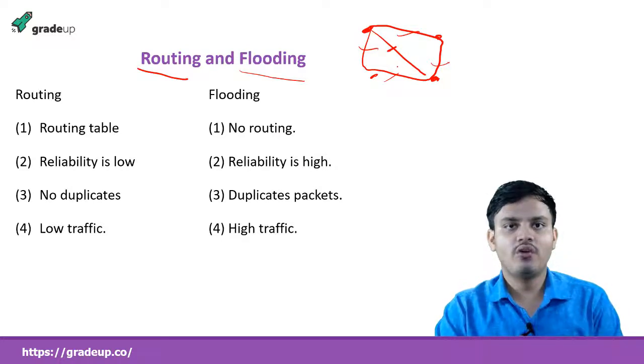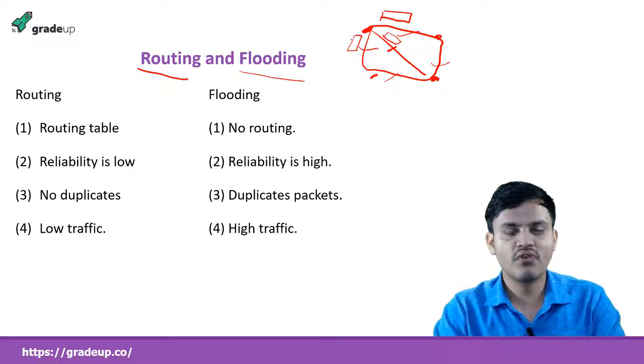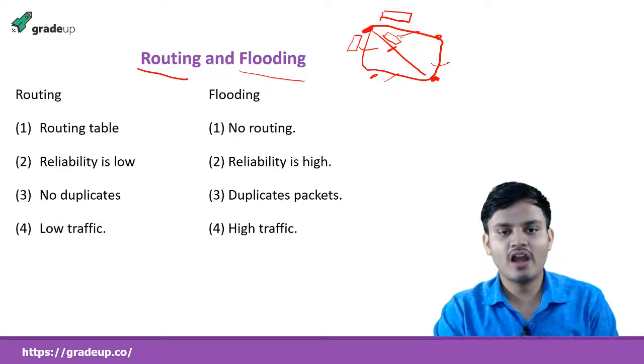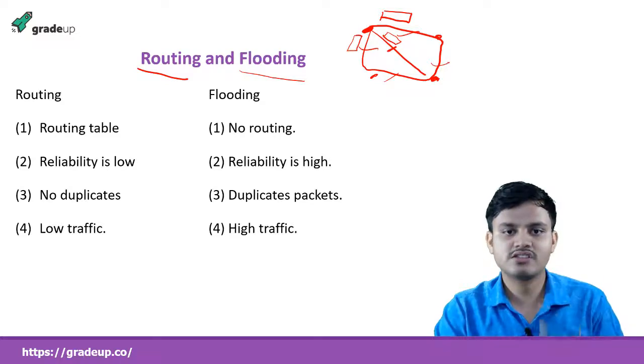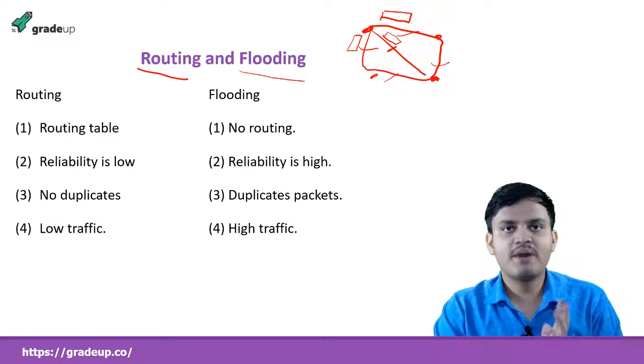In flooding, what are we going to do? We are going to send the packet in all three directions. We flood the packet to all the ways. But in routing, what are we going to do? We see which path has less traffic or the least cost, and accordingly we send the packet. So this is the basic difference between routing and flooding.